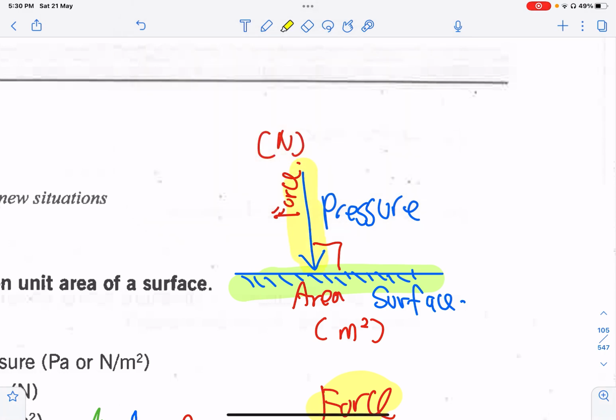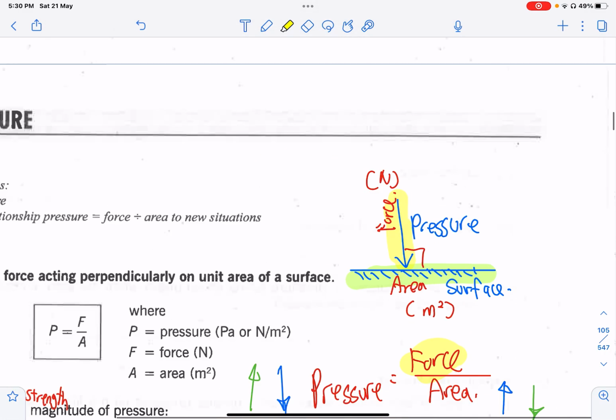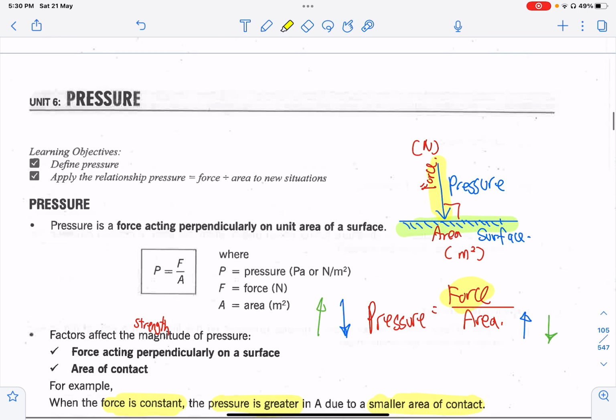This usually happens if you are on a surface or on the ground, or mainly on a solid plane. There are of course other ways to calculate pressure other than this formula, pressure equals force over area. There is pressure in a liquid and pressure in a gas, which can be calculated by other means. But in general, pressure is this force acting perpendicularly on a unit area of a surface.